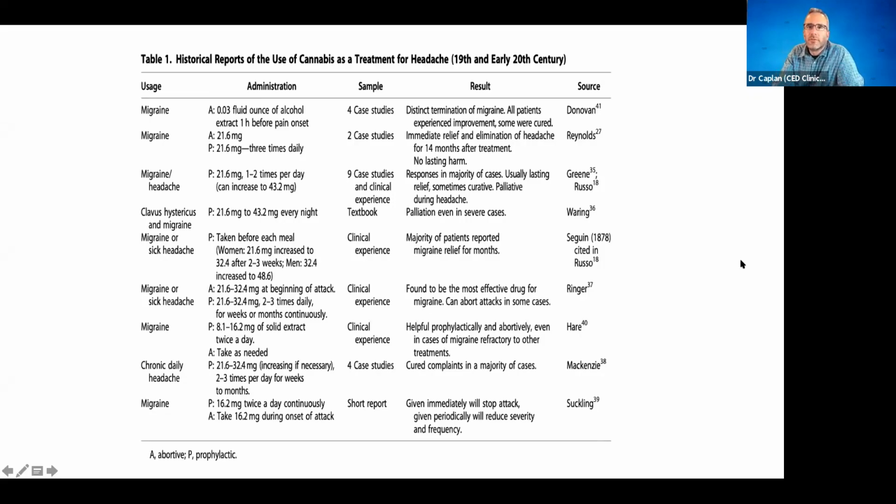So historical reports of cannabis use, suffice it to say, cannabis has been part of the human experience and experiment forever. This is pointing out a couple of 19th and early 20th century cases where people in advisory positions, doctors, clinicians, scientists, were using cannabis. And it's highlighting that basically it was all kinds of different cannabis. It's really been, simply put, an inextricable part of the human experience, both preventing headaches as well as aborting them once they're there.